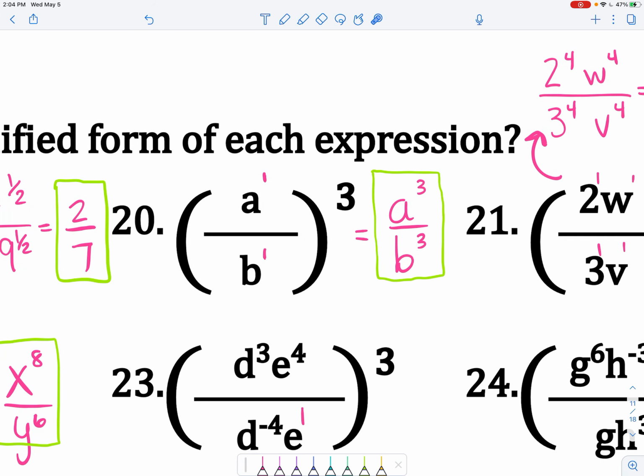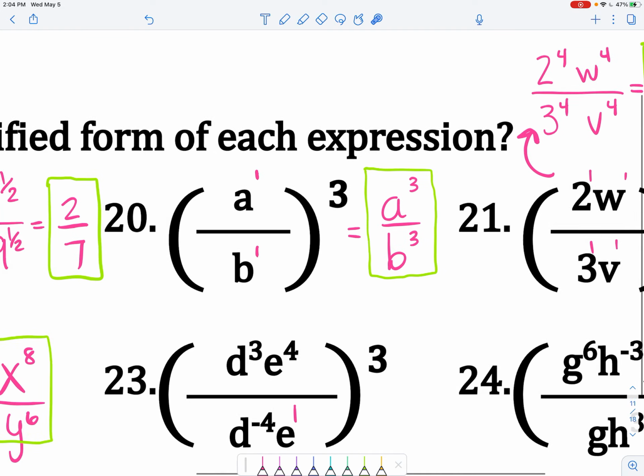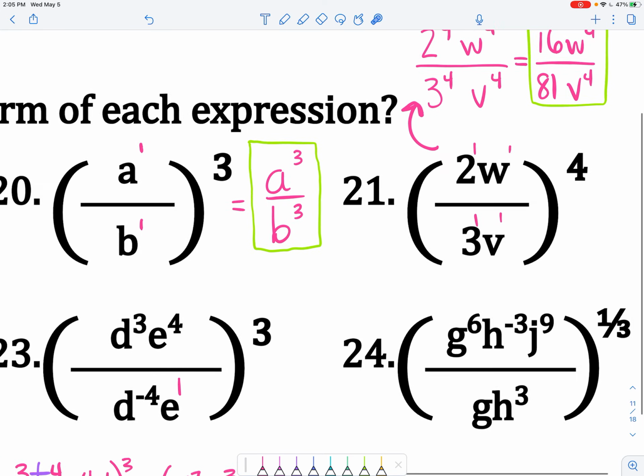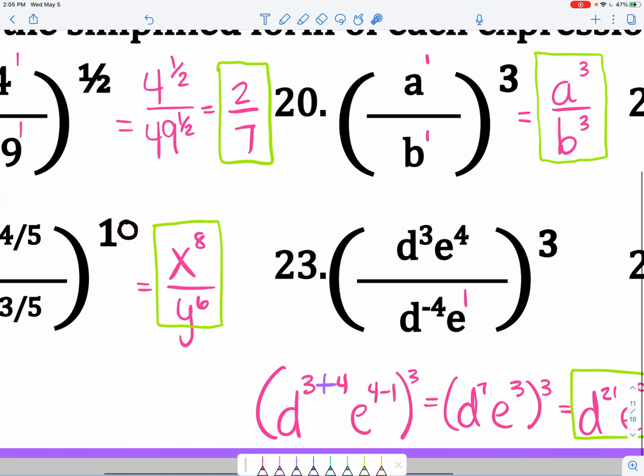20 was pretty quick and easy. You should just get a to the 3rd over b to the 3rd. And then for 21, you've got a lot of different things going on here. So to make sure I can write everything out, I wrote it above. You're just taking this 4. Every single value here has an understood exponent of 1. So you're multiplying that 4 to all of them. And then the bases here, I can further simplify them. 2 to the power 4 gives me 16. 3 to the power 4 gives me 81. And that's my final answer.